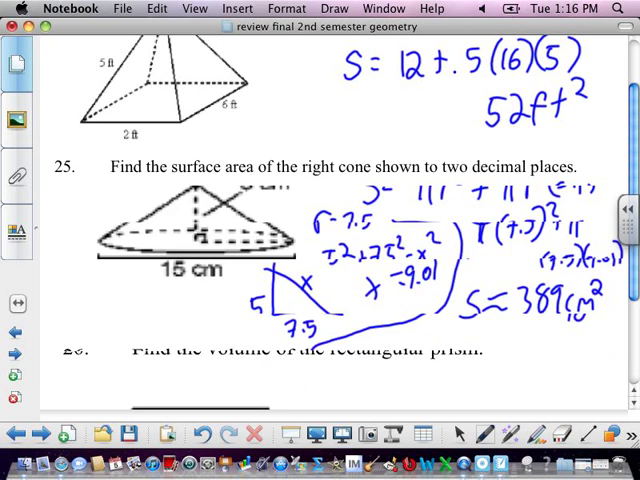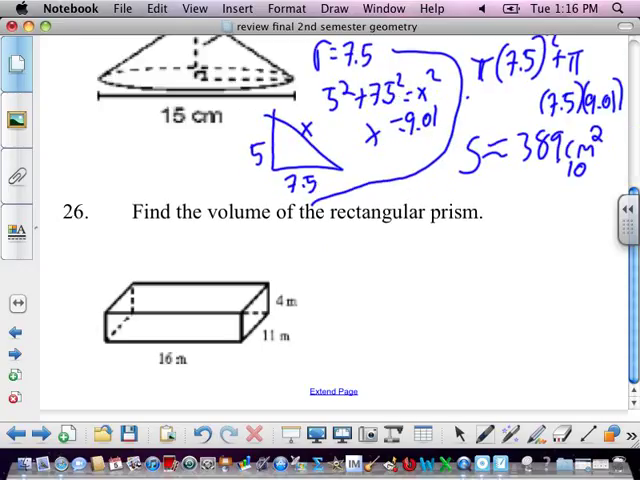26. Find the volume of the prism. We know that's the area of the base, which is 16 times 11, 176, times the height, which is 4. So 704 meters cubed.